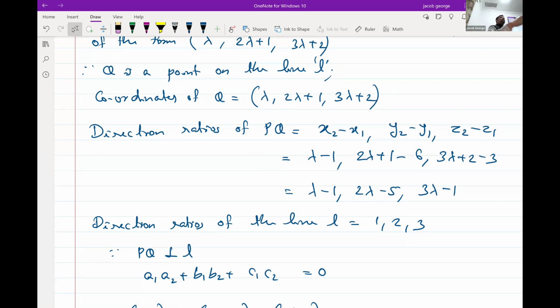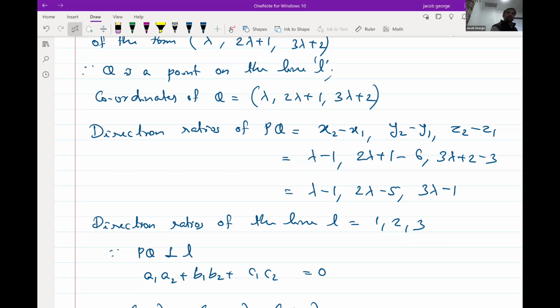Now our task is to find lambda. For that we apply that PQ is perpendicular to L. Perpendicular is a condition: A1 A2 plus B1 B2 plus C1 C2 is equal to 0. Same dot product condition. So please write down that one.